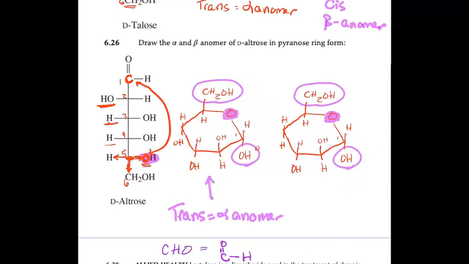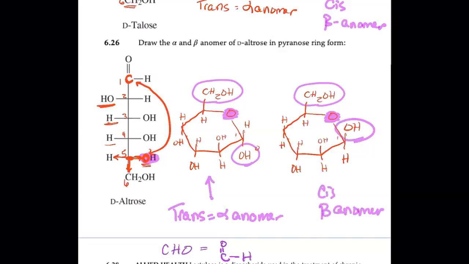Okay, so now how do I convert this from the trans anomer into the cis anomer? Well, all I need to do is exchange the hydroxyl and the hydrogen that are going on right here. So all I'm going to do is exchange them. So I put an OH at the top, an H at the bottom. And now if I look, my OH and my CH2OH are both on the top of the ring. So this is a cis or beta anomer.